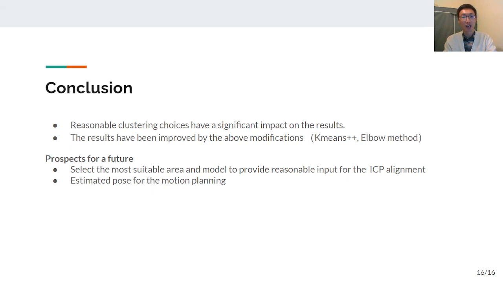The last step in the project will be the alignment work, where we need to find the most suitable view models in the results and use the remaining scene information as inputs to the ICP alignment to obtain an estimate of the object's pose that will support the robot's motion planning.